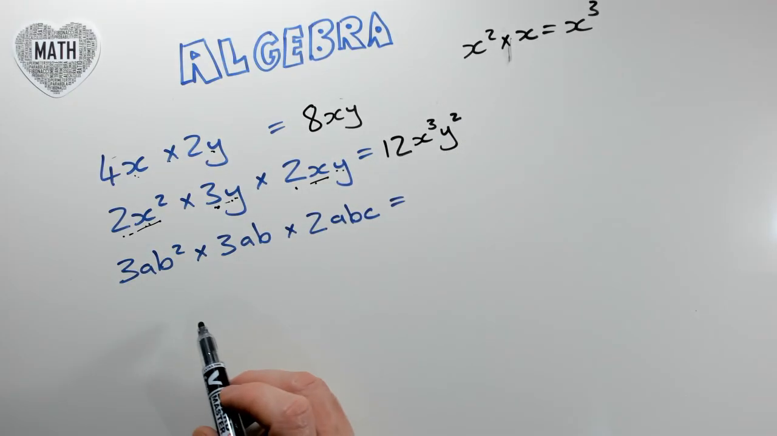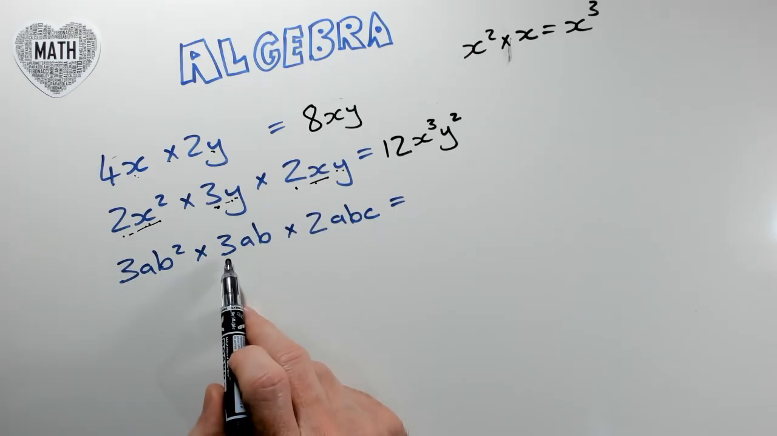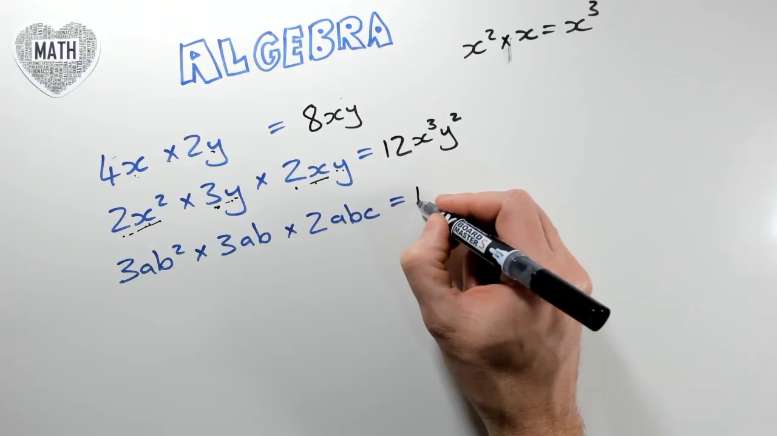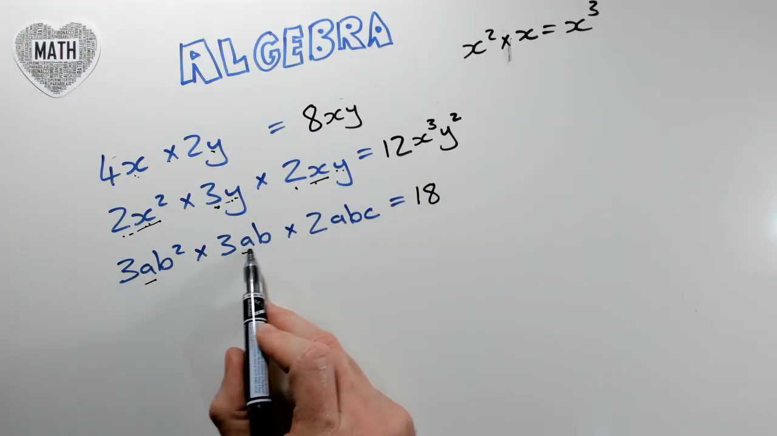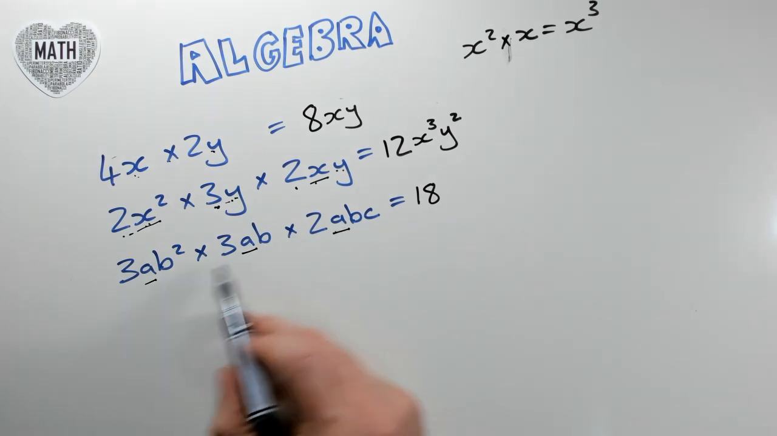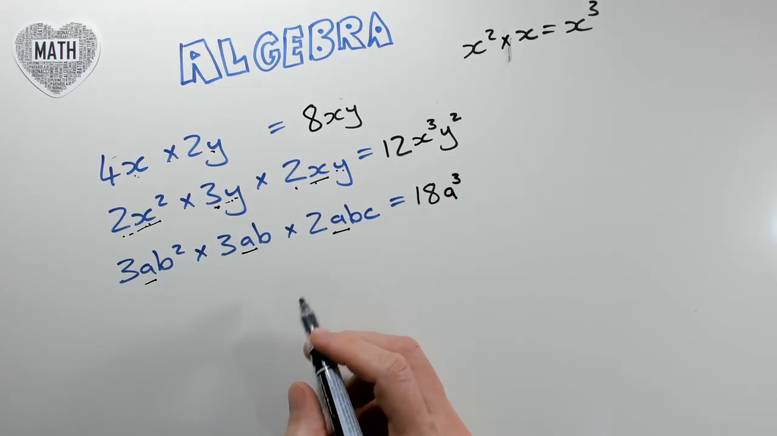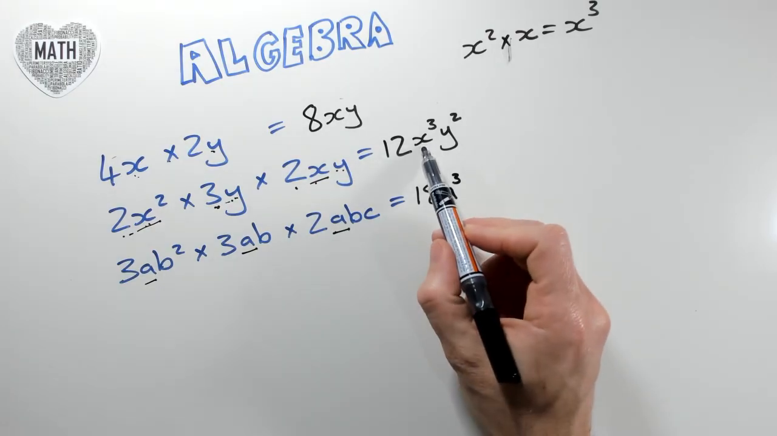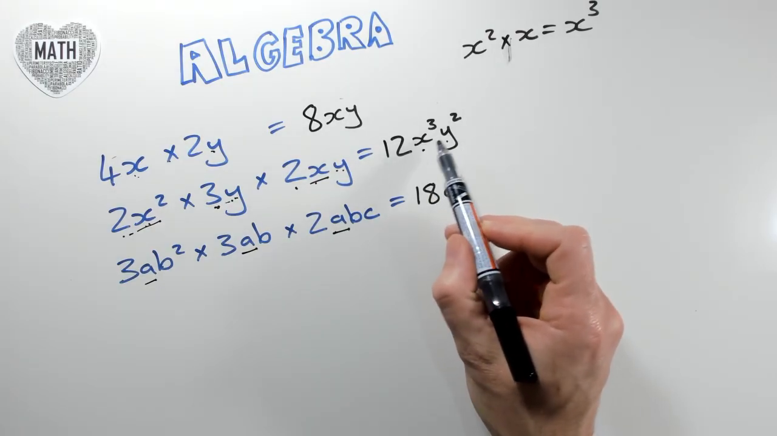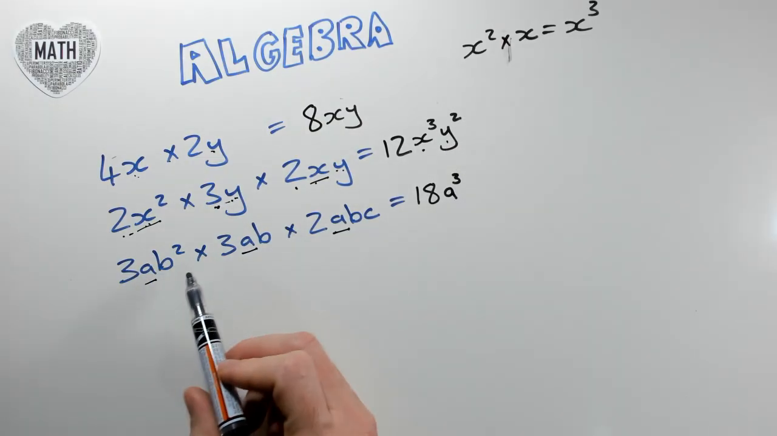Okay, let's look at the last one. Again, just looking at the numbers, 3 times 3 is 9, times 2 is 18. Then I see there's an A and an A and an A being multiplied, so that would be A, there are 3 of them, cubed. Usually we want to go in alphabetical order. As you can see here, I did X before Y because X is before Y in the alphabet. So I went with A first because A is first in the alphabet.